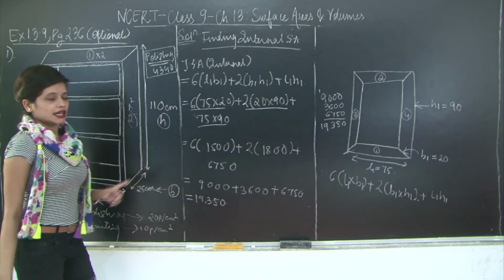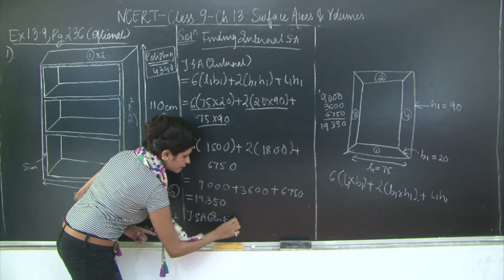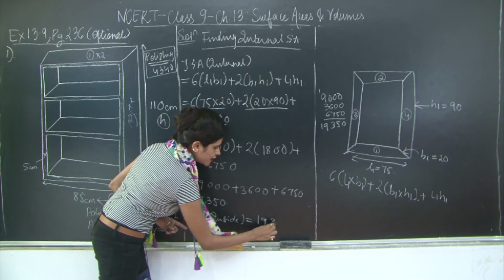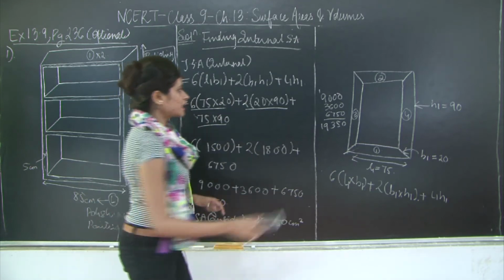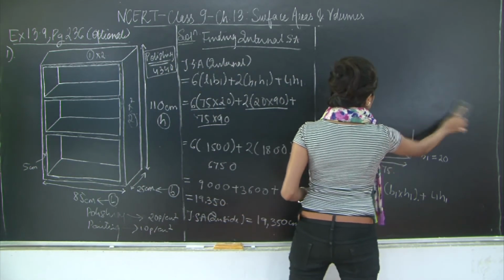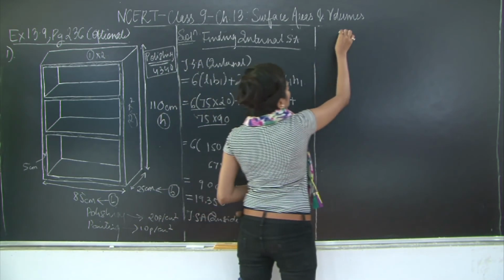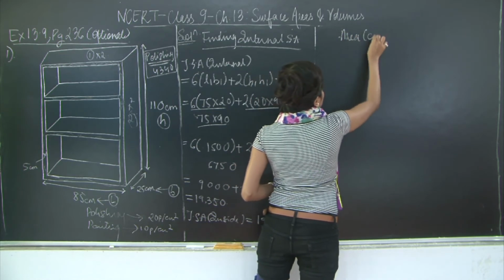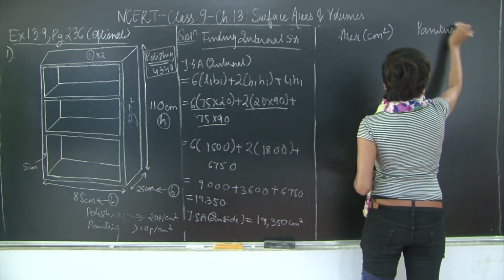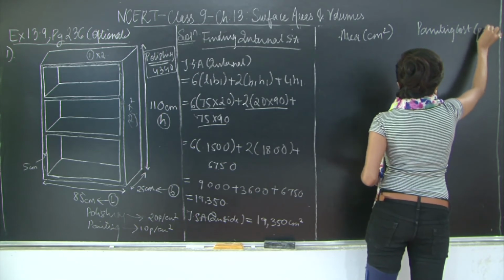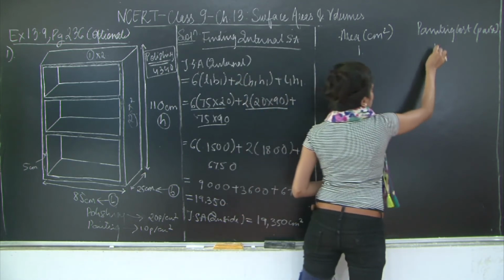This is the inner surface area. So I'll say total surface area inside is equal to 19,350 centimeters square. If we do not end with the solution here, we need to find the painting cost at the rate of 10 paise per centimeter square. So let's use unitary method for that. So I'm going to write area in centimeter square and painting cost in paise, right? So 1 centimeter square area costs 10 paise.